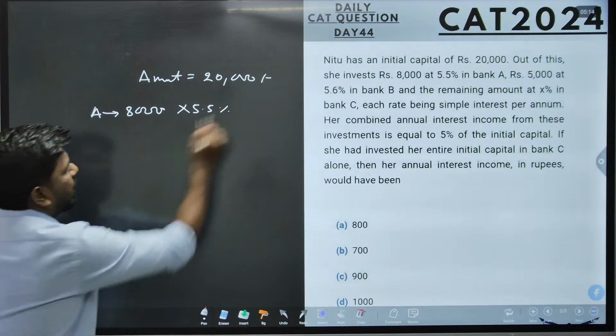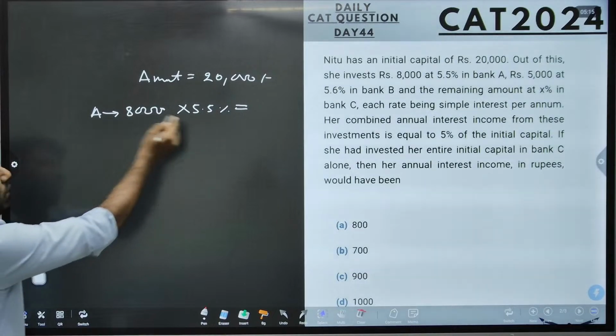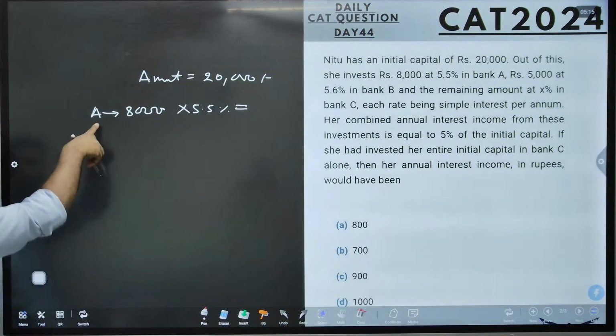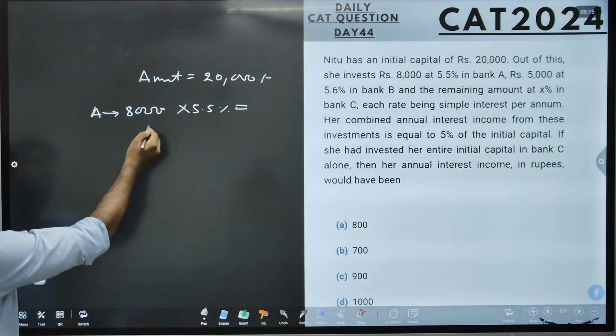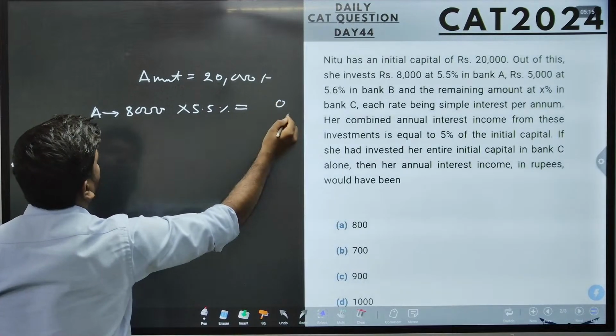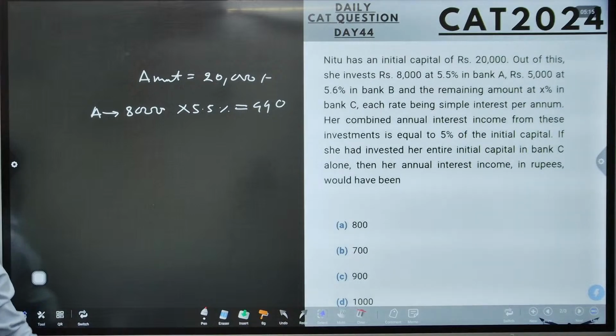This is how we calculate interest. After calculating, you will get the amount which will be your interest from bank A. 5.5% of 8,000 is 440. Please calculate according to you, I'm getting 440.